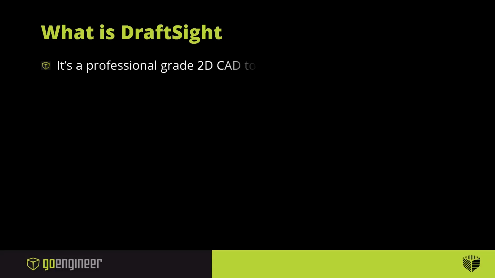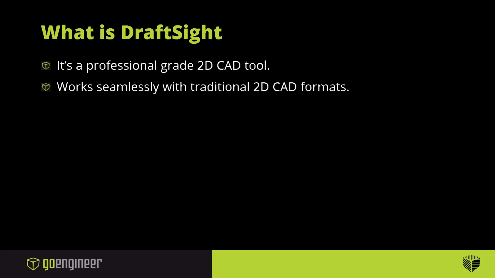DraftSight is a professional-grade 2D CAD tool for engineers in any discipline. Whether you're doing facility layouts, electrical schematics, or simply need a 2D design tool, DraftSight provides an intuitive solution to fit your needs at a price you can afford. It provides flexibility by working seamlessly with traditional 2D CAD formats like DWG and DXF. It facilitates collaboration by helping you create and modify files that are easy to share with anyone.